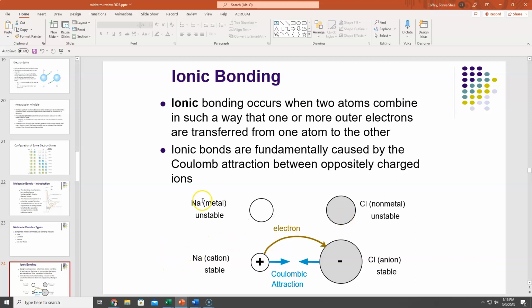Here you have a sodium metal ion and a chlorine non-metal ion. They're both unstable. The chlorine's on the far right-hand side in the halogens, and it wants very much to accept that electron. And the sodium is all the way on the other side, so it very much wants to donate its electron. And then that leaves a net positive charge on the sodium and a negative charge on the chlorine. And because of Coulombic attraction, they stick together. So that's ionic bonding.